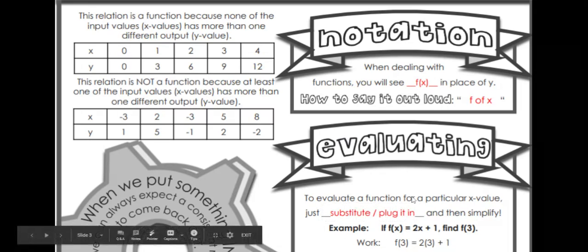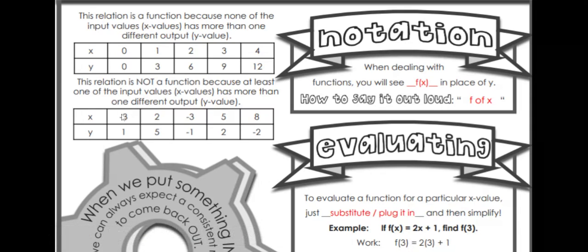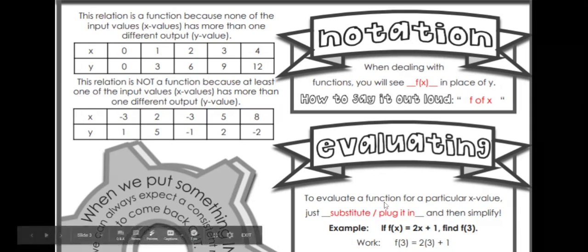Evaluating. To evaluate a function for a particular x value, just substitute or plug it in and then simplify. So if we're substituting 3 for the x in f of x, then you substitute it in and then do the math. 2 times 3 is 6 plus 1 is 7. So f of 3 equals 7. So if x equals 3, y would equal 7.